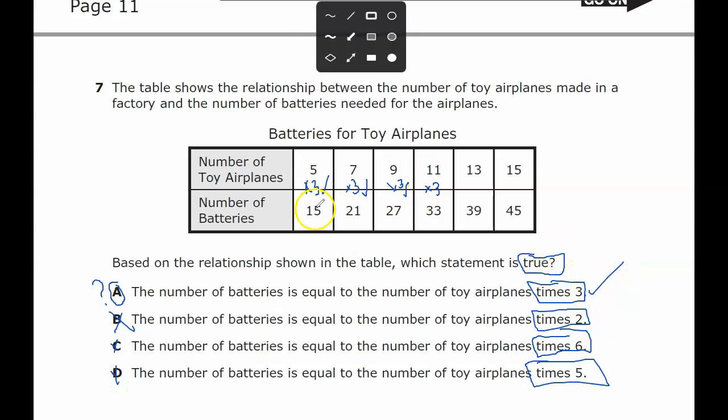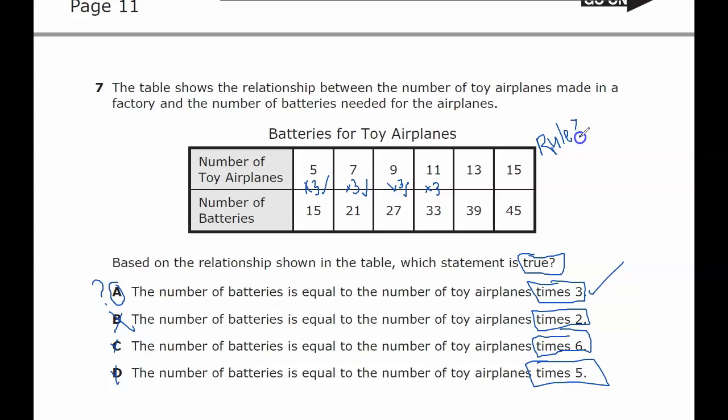is the times 3. So if you see a table like this, you need to figure out what the rule is. Okay, remember we did in and out boxes. Figure out the rule. All right, test out your answer choices. That's the easiest way. Test out those answer choices.